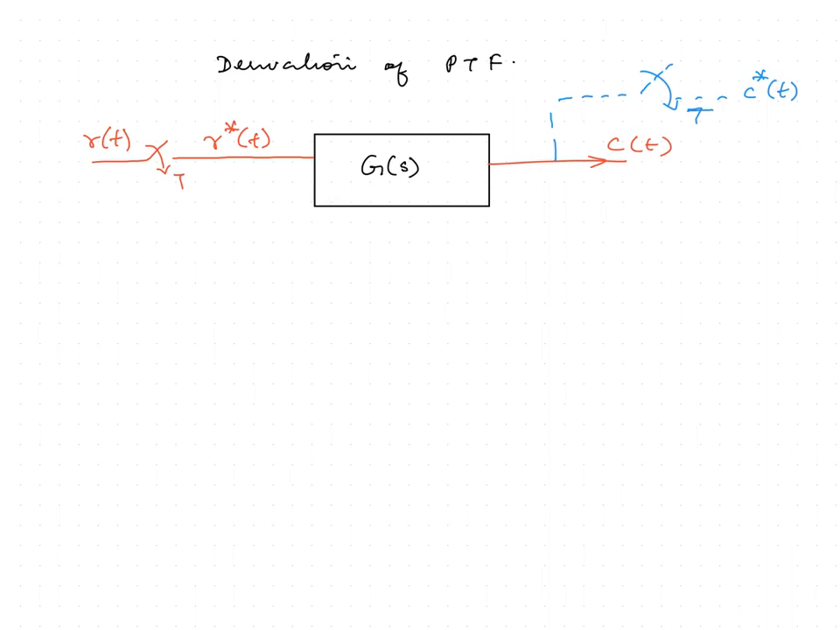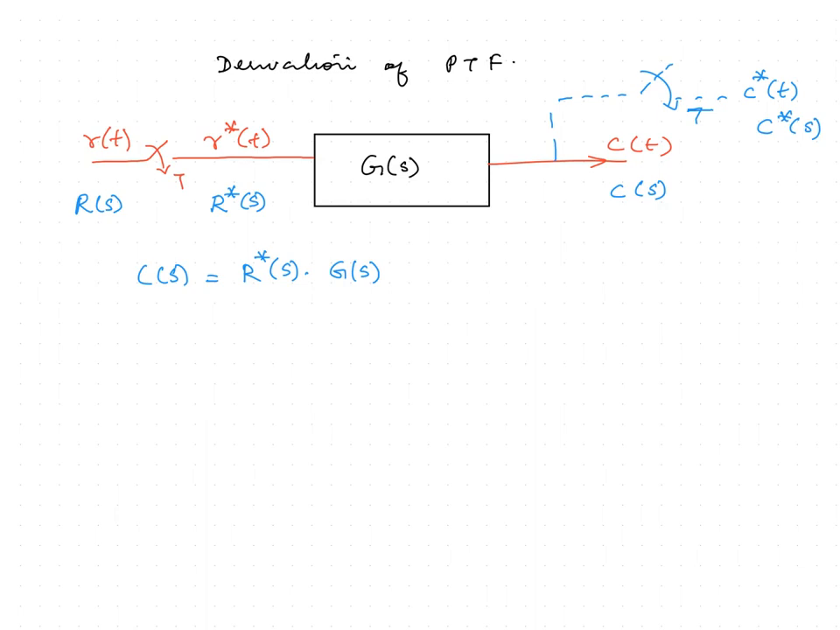So, an analysis of such a system can be done as follows. Here, let us write the Laplace domain representations. R(s), this will be r star of s, C(s), and this is c star of s. C star of s is nothing but the Laplace transform of c star of t. So, if you consider the above block diagram, we can write the following relation as C(s) is equal to R star of s into G(s).